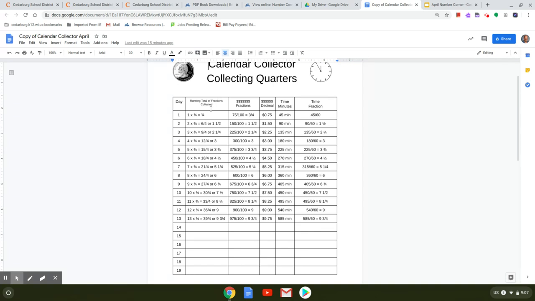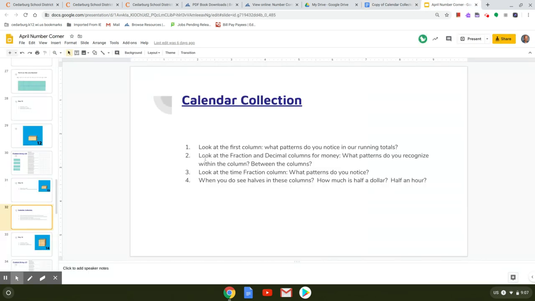Now, as I'm looking through, I notice, right, it goes 3/4, 1.5, 2.25, 3. So I have 3/4, 1.5, 1.25, whole number. 3 3/4, 4.5, 5.25, whole number. 6.25, 7.5, 8.25, 9, or whole number. So there seems to be a little pattern developing there. That's pretty interesting.